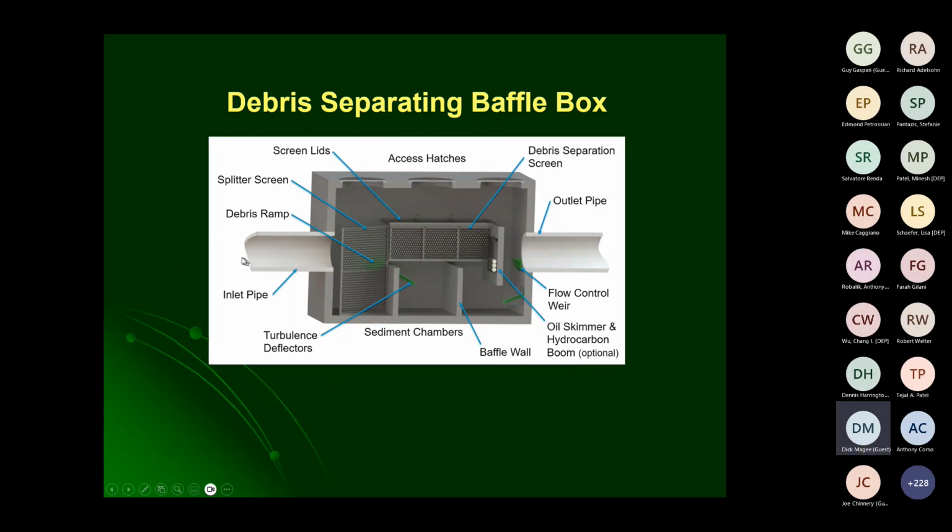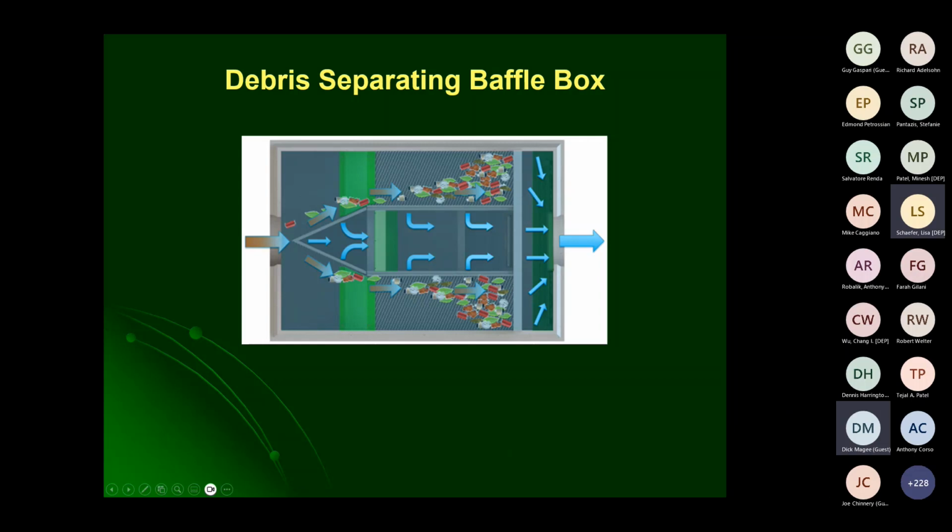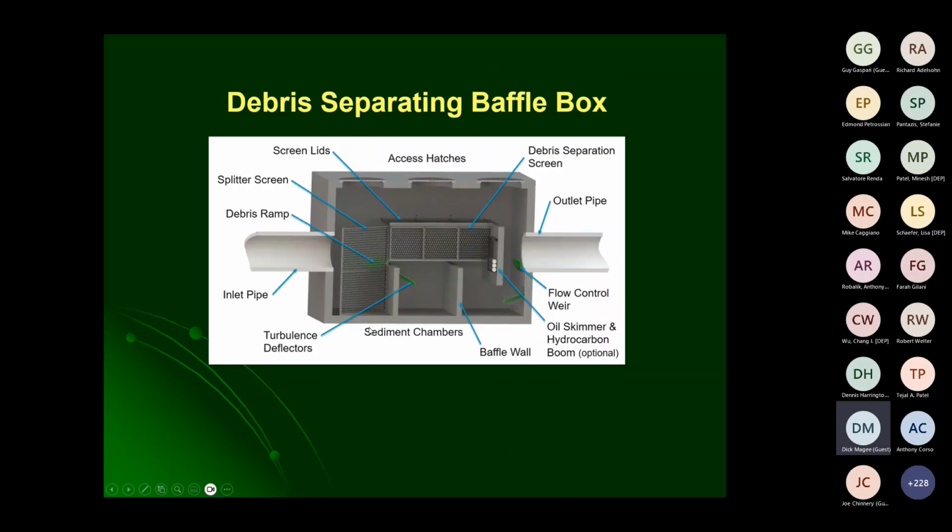Fluid comes in from the left, the inlet pipe. The screens then take out the debris, the trash on the top. The stormwater drops below. You see the sedimentation chambers, where the particles simply settle out due to gravity separation.